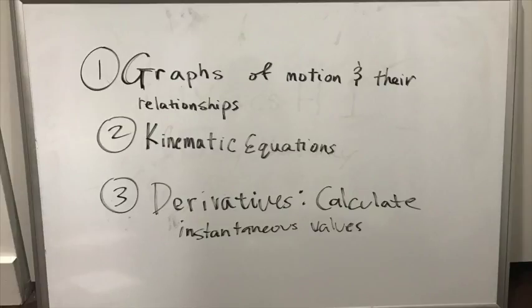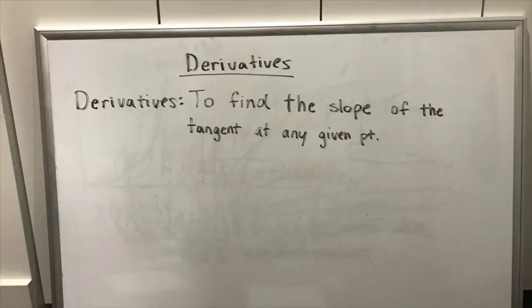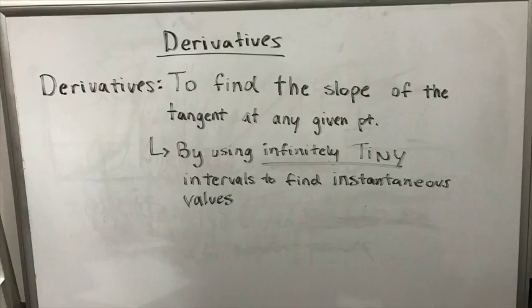This week we talked about graphs of motions and their relationships, kinematic equations, and how to find derivatives and use them to calculate instantaneous values. These are our three graphs of motion, and we use derivatives and kinematic equations to find out how they're related. The derivative gives you the slope of a tangent at any given point.